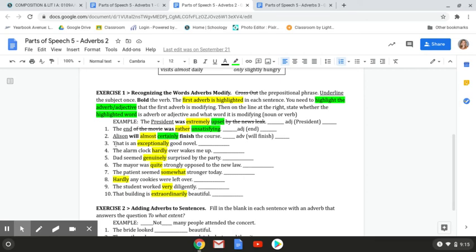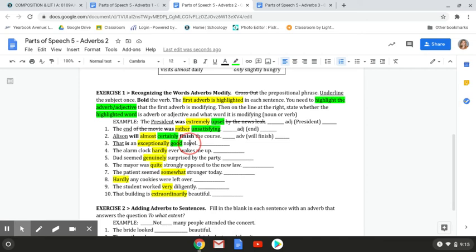Sentence number 3, no prepositional phrase. Novel is my subject. Is is my verb. Exceptionally is my first descriptive word. Exceptionally what? Exceptionally good. So we're going to highlight good in green. Okay, what is good modifying? What is good? The novel is good.